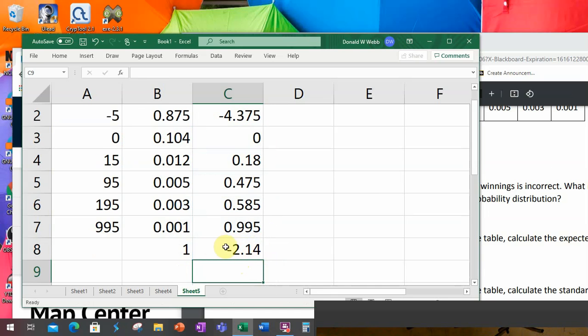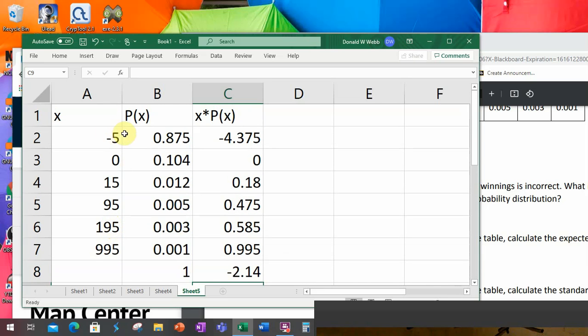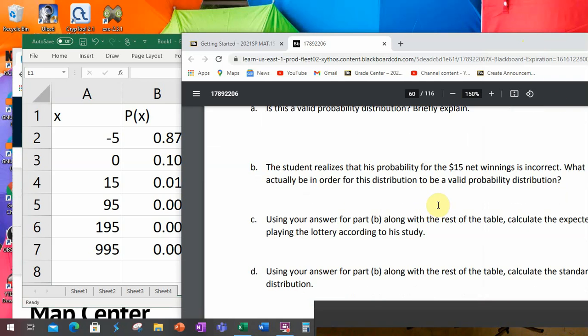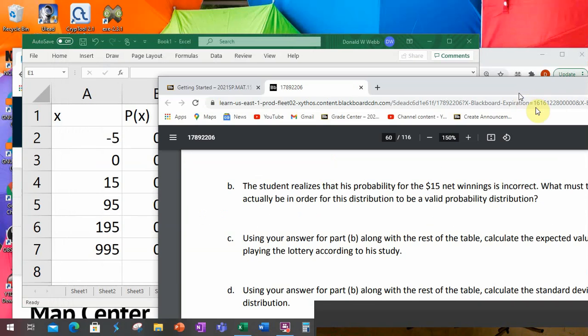So he would go in the hole $2.14 on average. He may win $995. Okay, here he takes $5 to play for a ticket. Here he won $5, so his net winnings is 0. $15 after he paid back 95. Sometimes he may do this, but over the long run, he's expected to be an average of $2.14 in the hole. Okay. And then it says, calculate the standard deviation of that distribution.